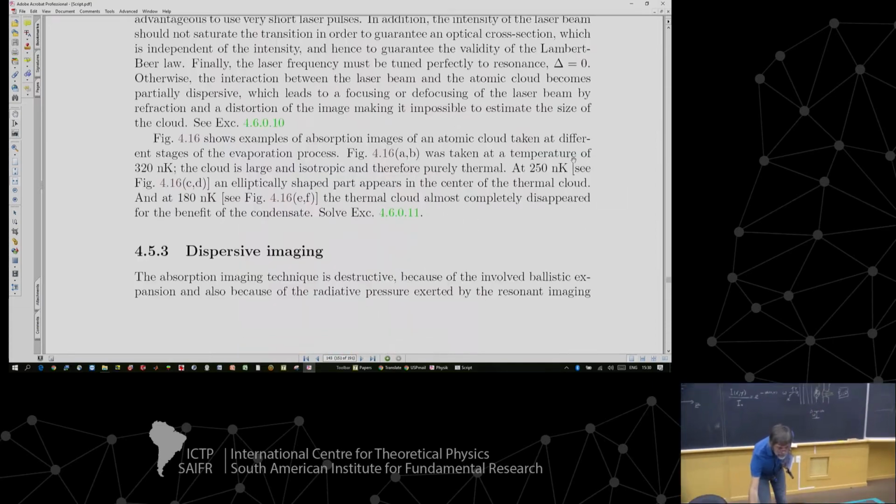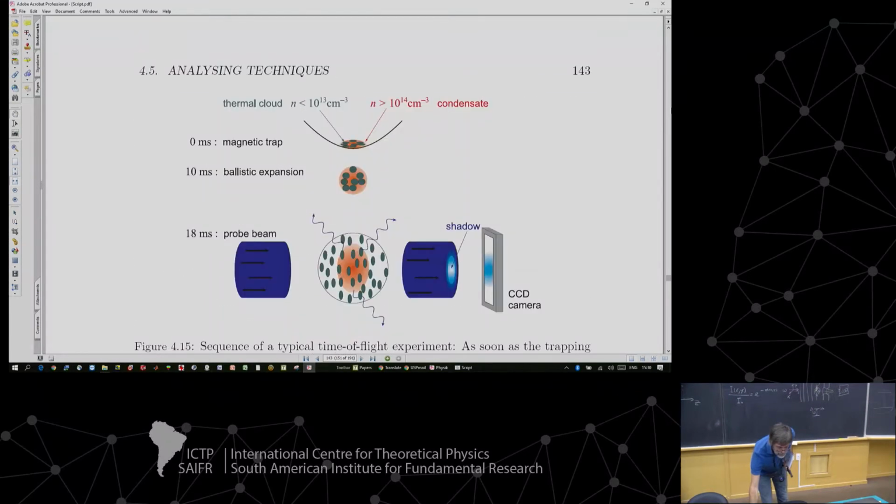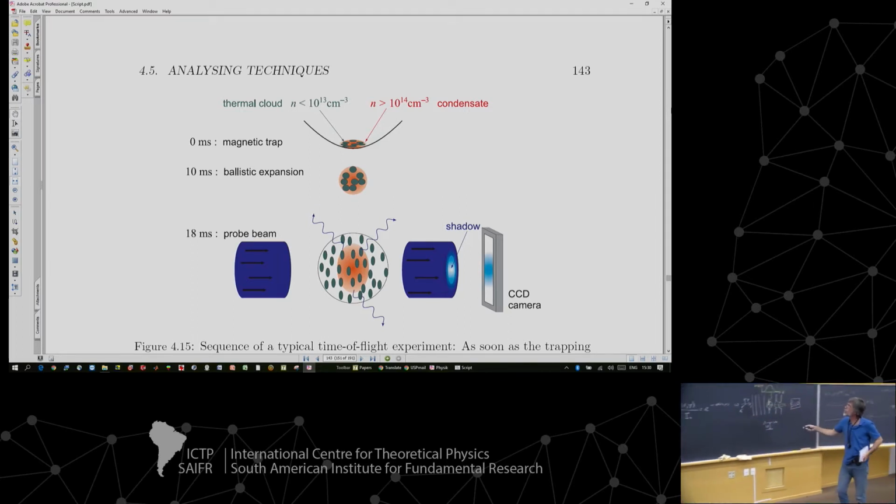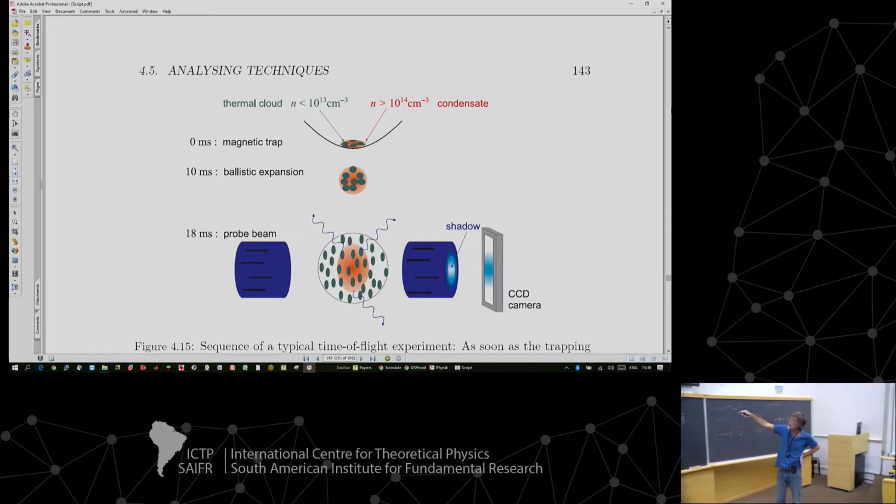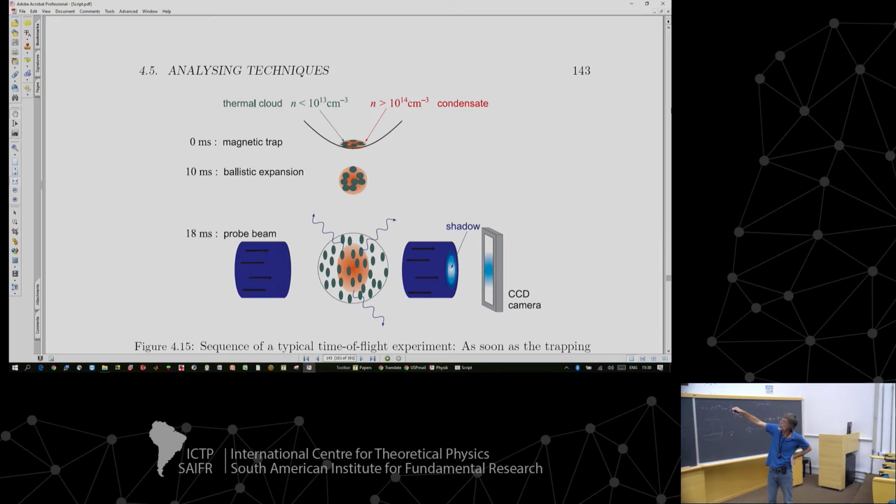And this is what I showed here. Your thermal cloud will expand faster and wider than the remaining part of your condensate. So yeah, you make a fit of the density distribution of your thermal cloud, so the green atoms. And from this you extract the temperature, the equilibrium temperature, assuming that there is an equilibrium temperature between the condensate and the thermal cloud. And on top of that, you have the Bose-Einstein condensation.